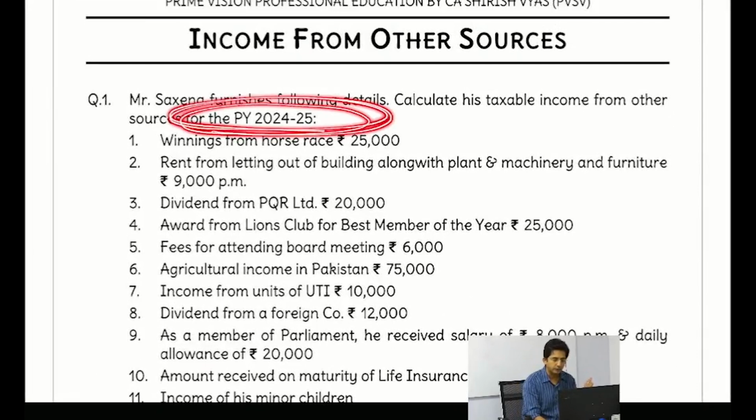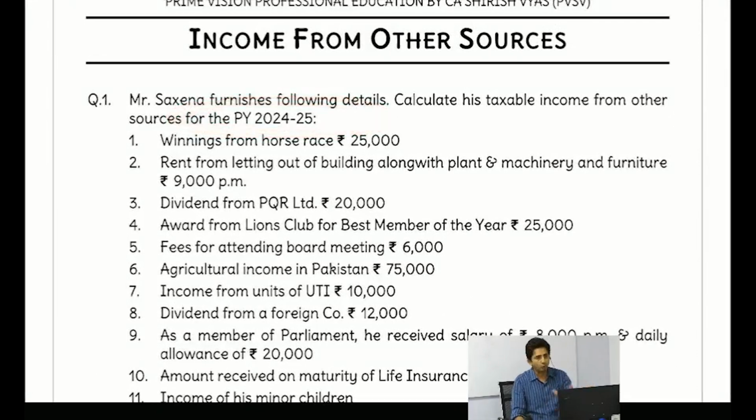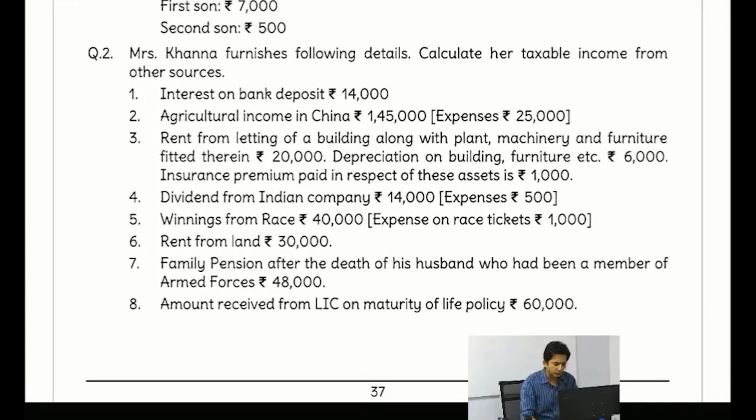They have not mentioned the year, but usually they write it like this: for the previous year 24-25. I told you that they will always ask the question of calculating income for the previous year. Why do they say previous year? Because income is always calculated for the previous year. Current year's income we will pay tax on in the next year. In this question they have not mentioned the year, but that's okay. We have to always do it for previous year 24-25.